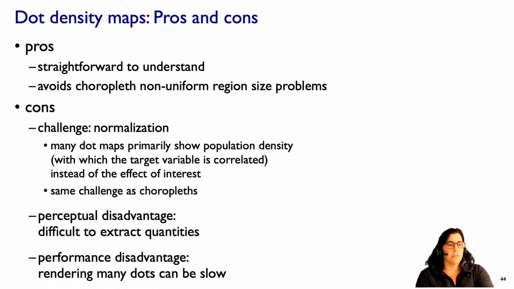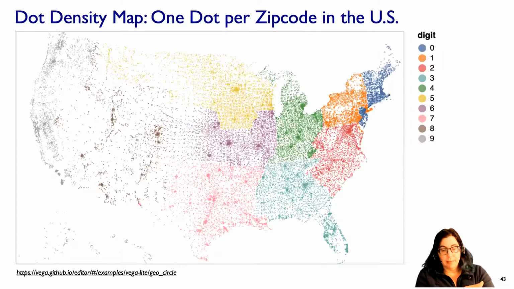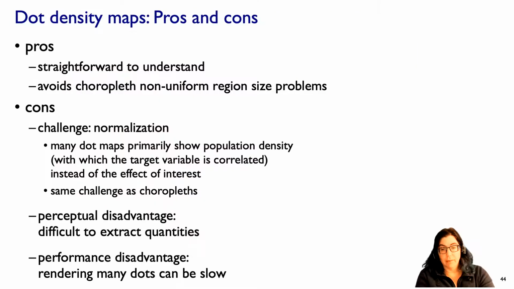Okay, so what are the challenges? Well, some of the same issues hold as with choropleths: normalization. We saw even on this previous one, this dot map was just directly representing the population density of the US. That's the same problem we ran into with choropleths. Typically, a lot of the target attributes that we would want to visualize are strongly correlated with population density instead of the effect that we're actually trying to study. So it's a similar problem.